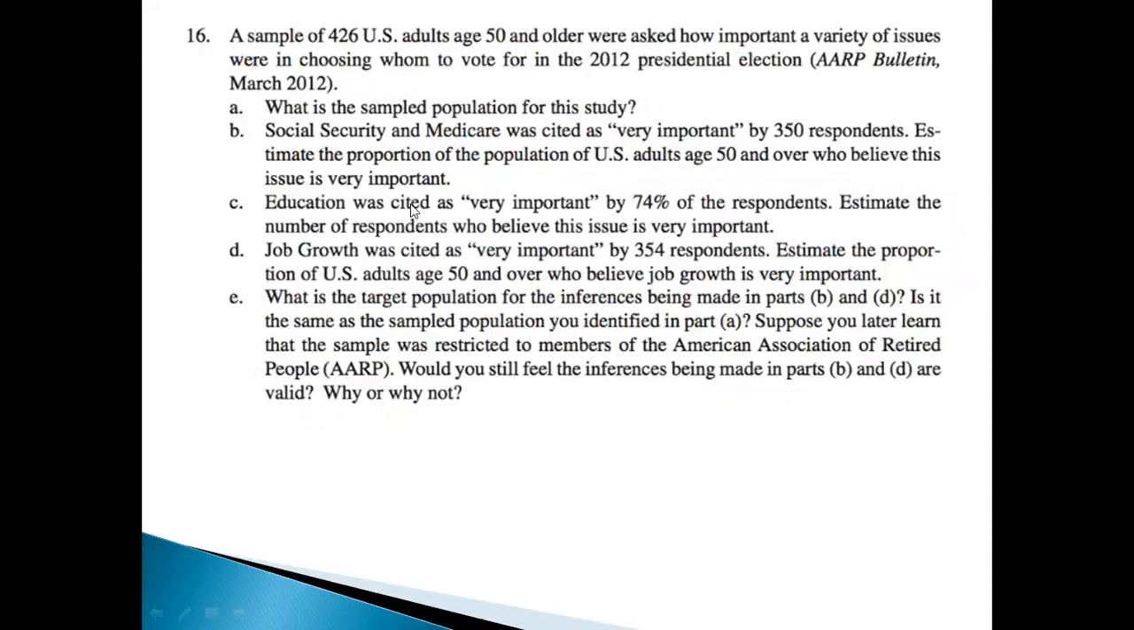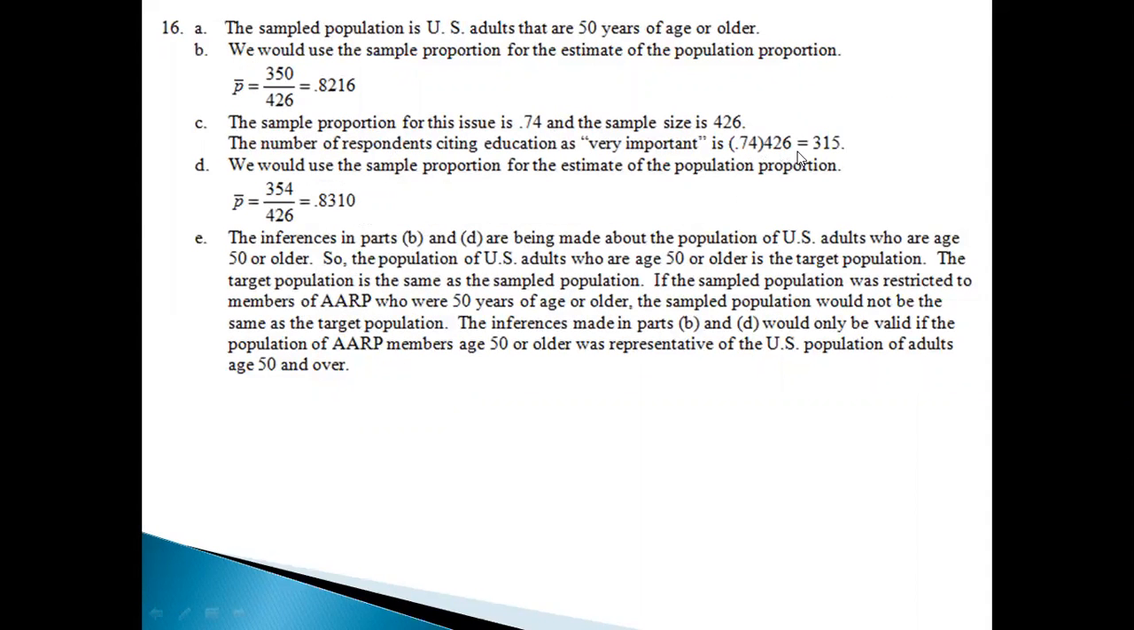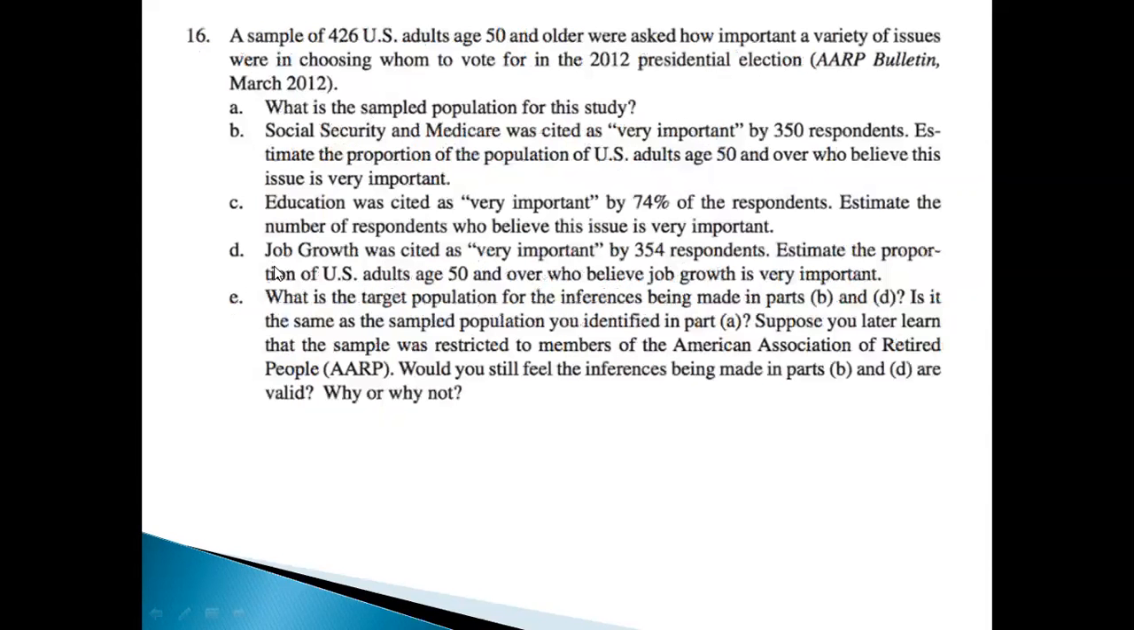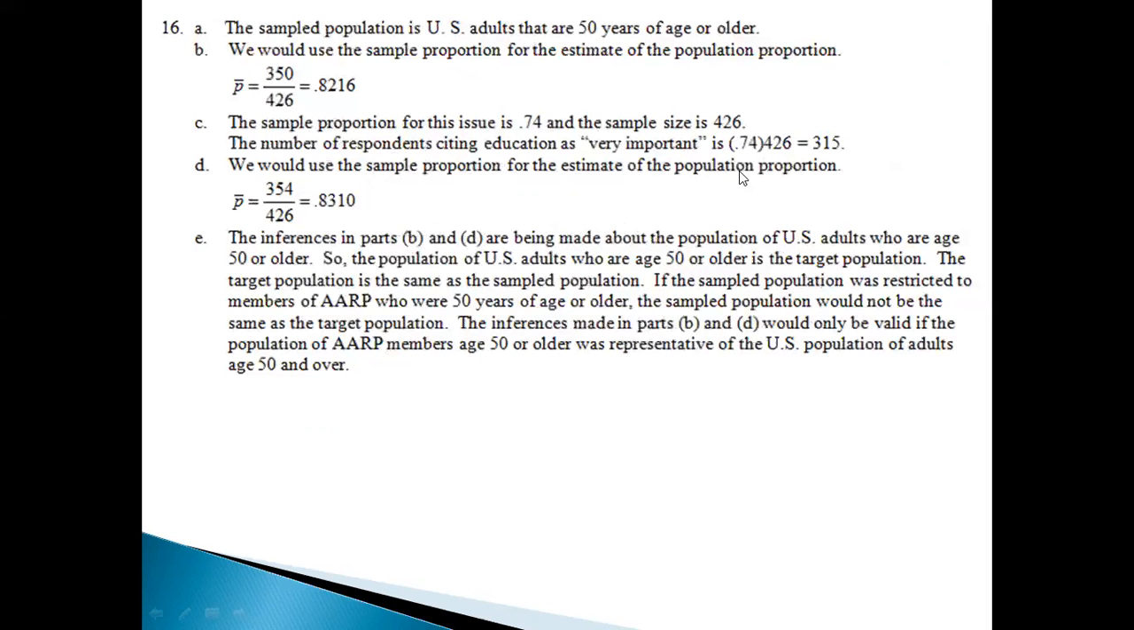Okay. Next, education was cited as very important by 74% of the respondents. Estimate the number of respondents who believe this issue was very important. Well, 74% of the total 426 that were found, we just take 0.74 times 426 and we get 315. Now, the next one, job growth was cited as very important by 354 respondents. Estimate the proportion of U.S. adults aged 50 and over who believe job growth is very important. Well, again, we just take 354 divided by 426, and it's right here, 0.8310.